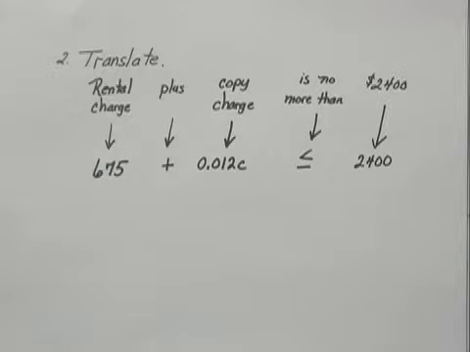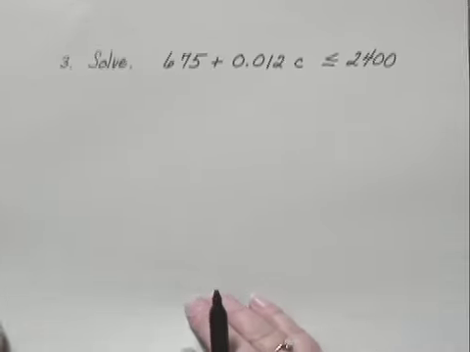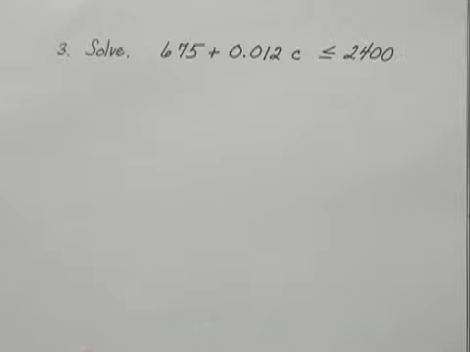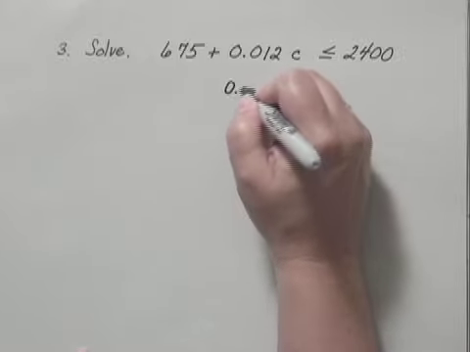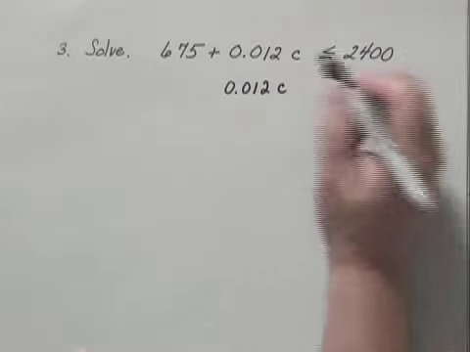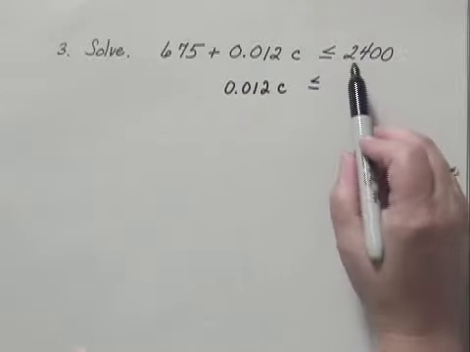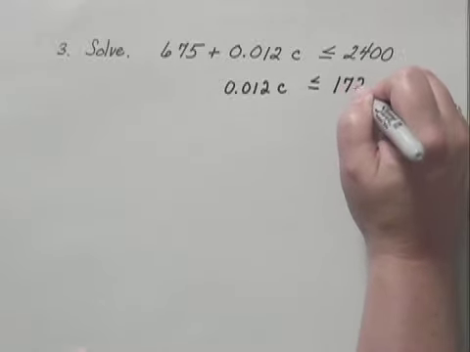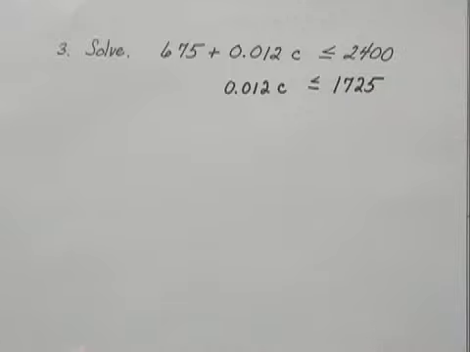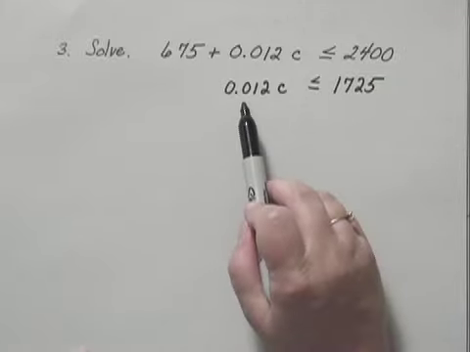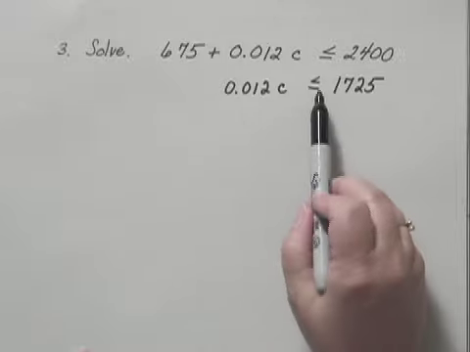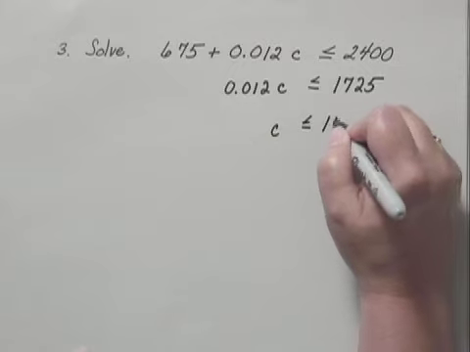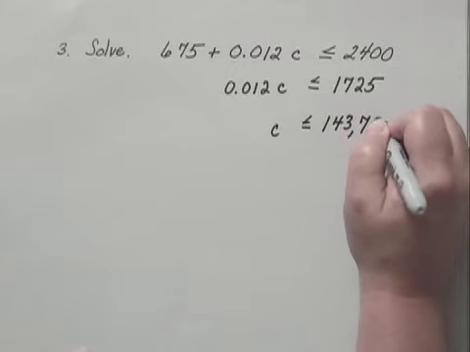So in our solve step, we solve that inequality. To solve, we subtract 675 from both sides of the inequality, and that gives us 0.012 C is less than or equal to 2,400 minus 675, which is 1,725. And then to solve for C, we divide both sides by 0.012. That's a positive number, so the direction of the inequality does not change. We have C is less than or equal to 143,750.